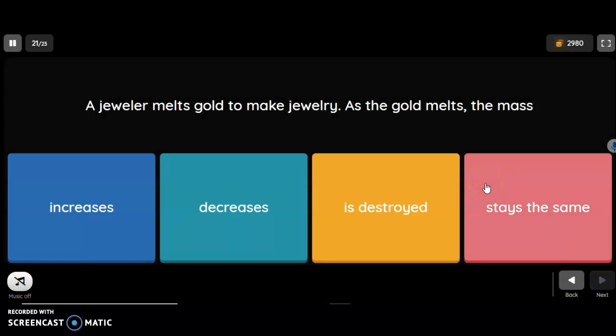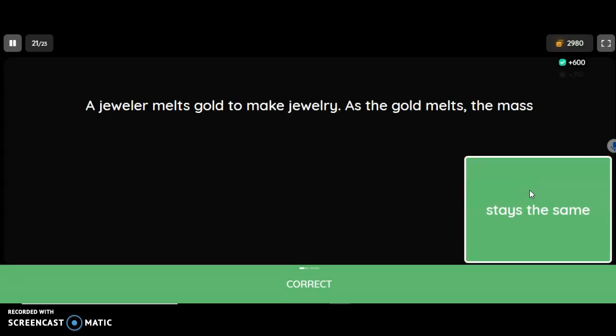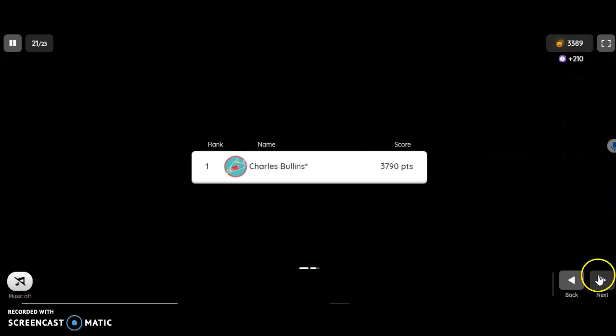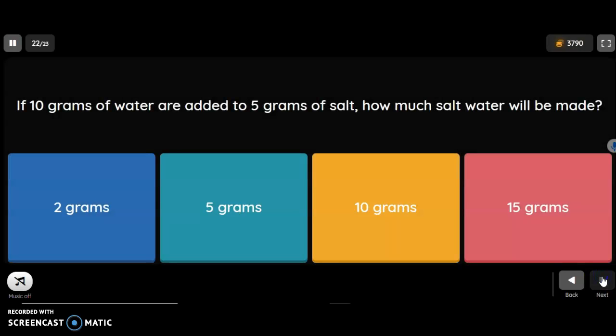What about a jeweler melting gold? So they melt gold to make jewelry. As the gold melts, does the mass increase? Well, I'm certainly not getting more gold. It doesn't decrease. This makes no sense. You're not destroying the gold. The mass stays the same. You're not gaining. You're not losing anything.